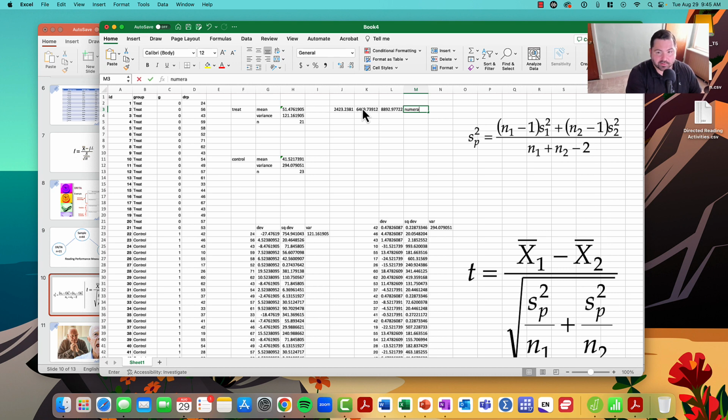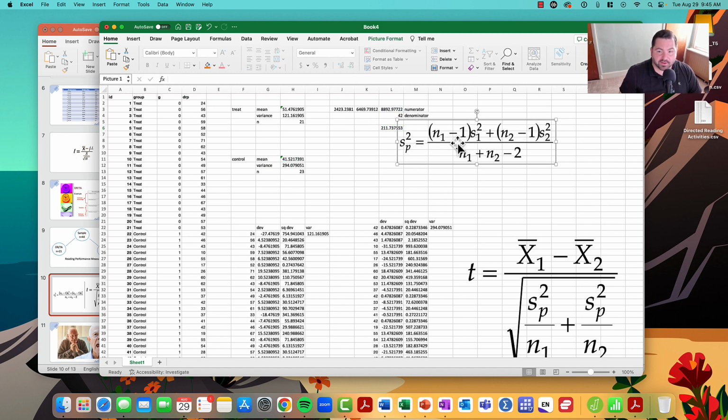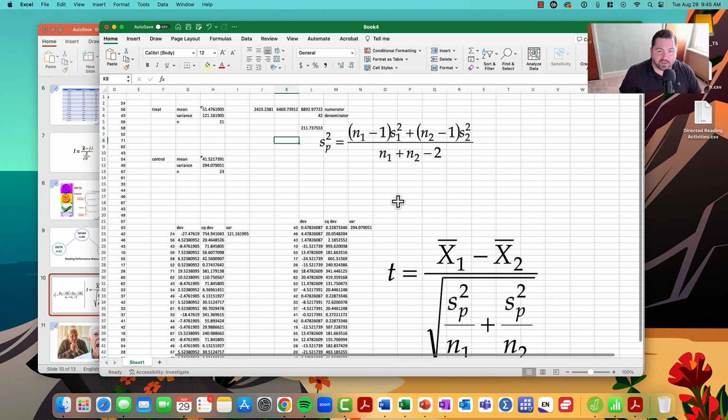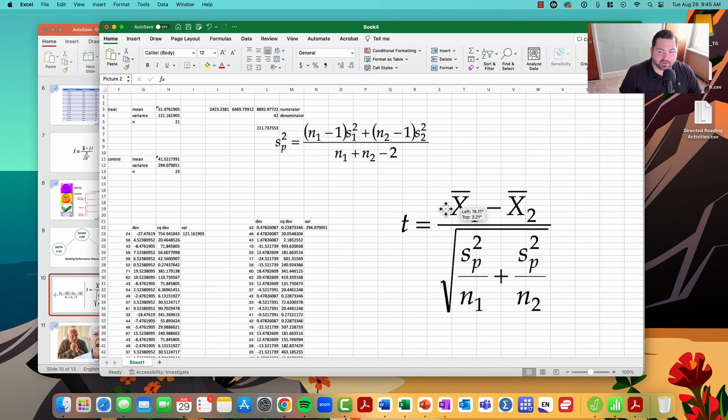So this is our numerator, right? Then for the denominator, all I need is n1 of 21 plus n2 of 23 minus 2. And you get your denominator of 42. And so your pooled variance is going to be numerator divided by denominator. When you do that, you get a pooled variance of 211.7375553.